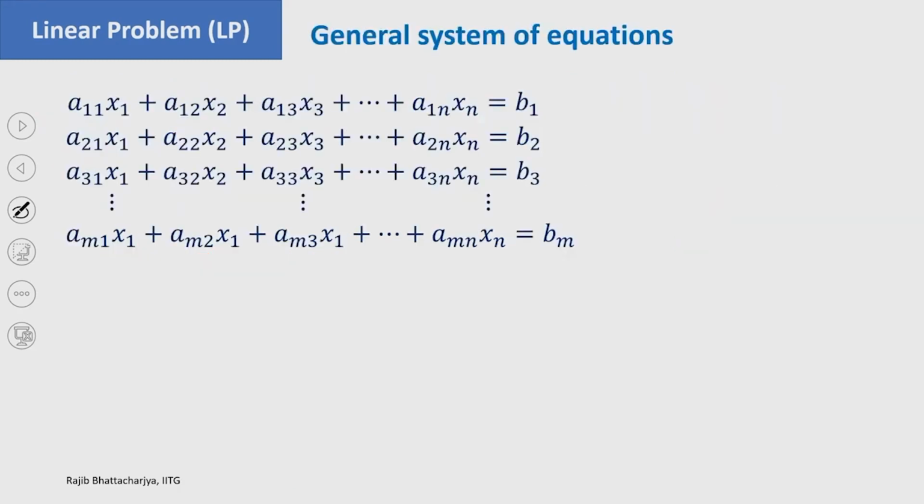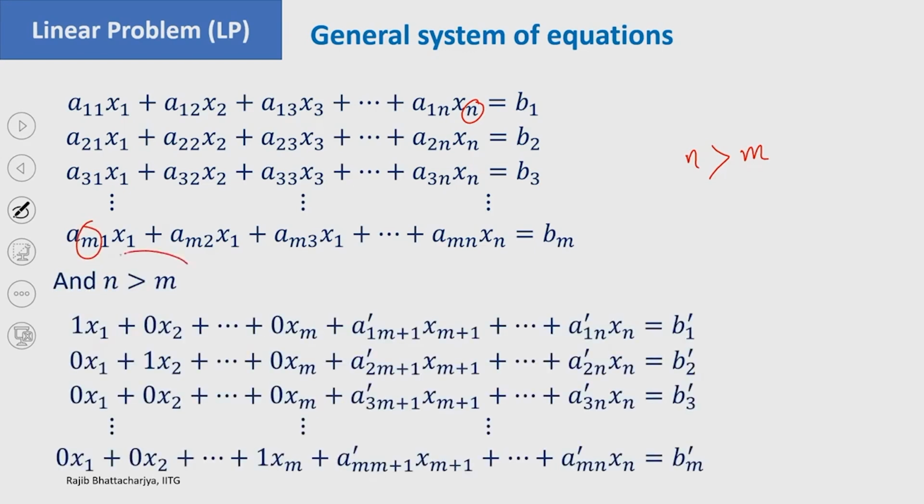Now, if the number of variables is more than the number of equations. Okay. In the earlier problem, the number of variables is equal to the number of equations, but in this case the number of variables is more than the number of equations. So, we have now n variables and m equations. So, what can I do? In this case n is greater than m.